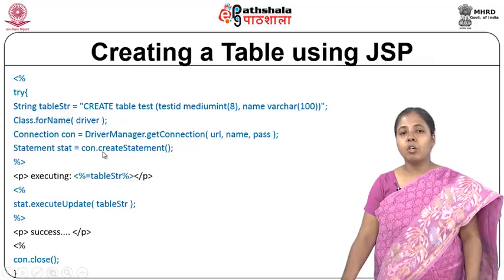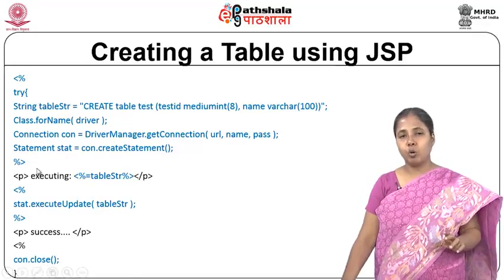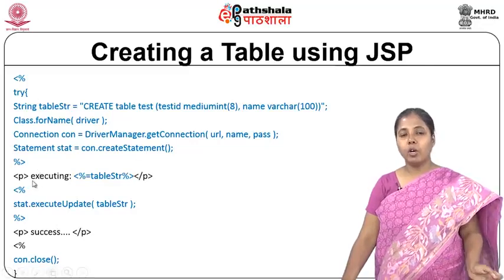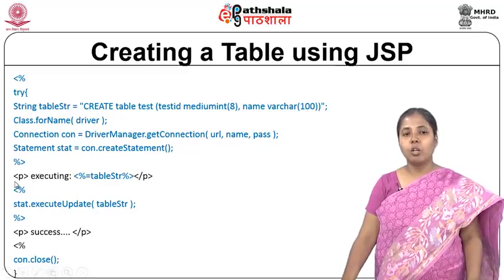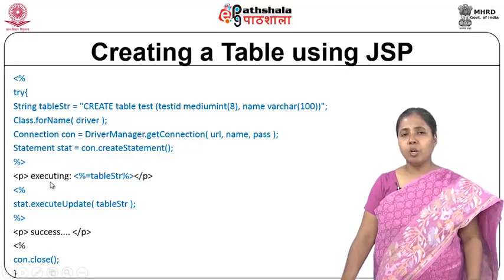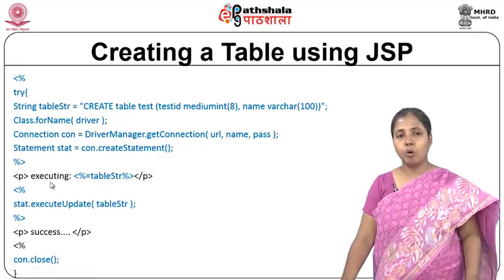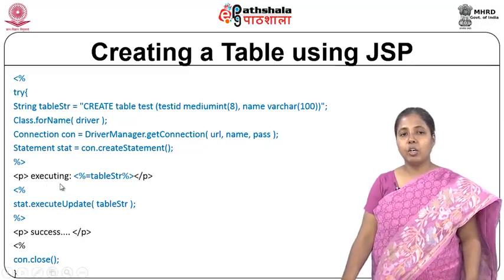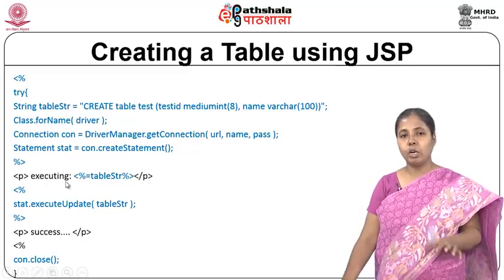Once you make a connection, we can create a statement using the createStatement object. So the statement would be now created. So here this is the part of the code, the Java code you are putting within this page, and now you are displaying a statement like executing. So this is your HTML, the text that is displayed in your browser. So P, it's a paragraph tag within which you give the text as executing colon. So this would get displayed.